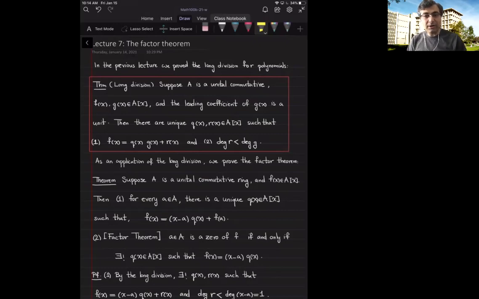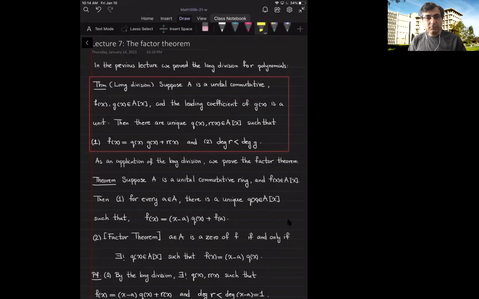a remainder r, which means that we can write down f as a product of this quotient q by g plus the remainder r. And when we say it's a remainder, it means that the degree of r is strictly less than the degree of g. Let's point out that this condition for the leading coefficient of g to be a unit is automatically fulfilled if the ring A was a field.